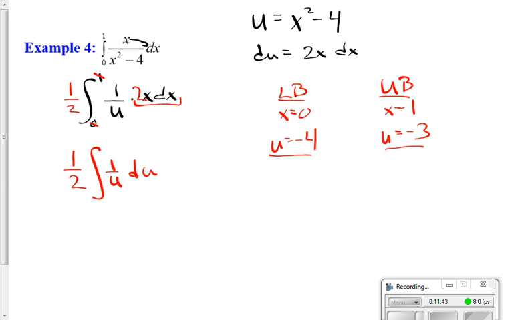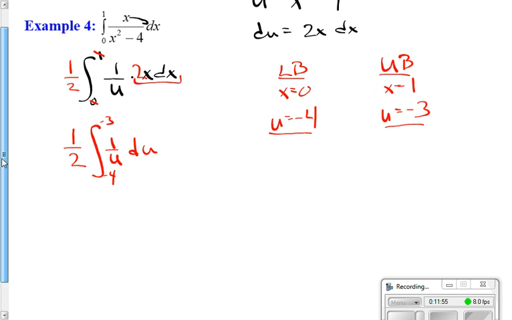I'm going to write negative 4 down here. I'm going to write negative 3 up here. Now I want you to know that if you followed through the process without changing the bounds and you put the u back in, you'd get the same value. But I think this is faster.